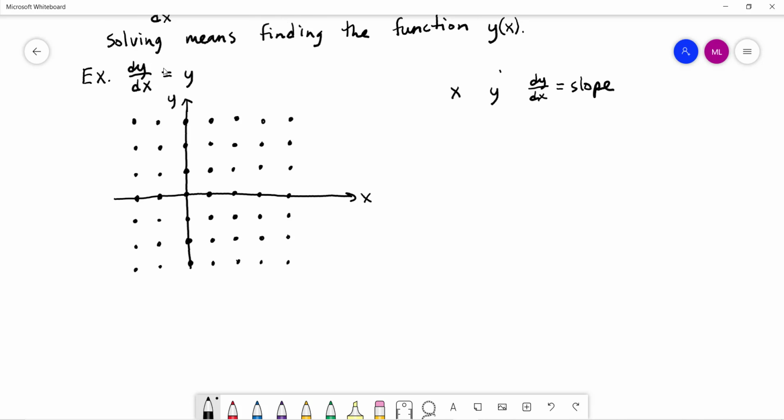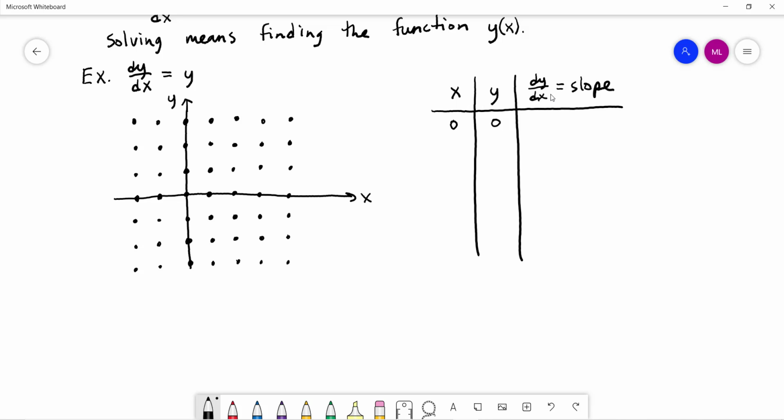And I'm going to make a table out of this. Oops. So here is my table of values that I want to plug in. So let's start at the origin, at the point (0, 0). What is the slope? So I come over here to the equation, and I notice that my dy/dx is simply equal to y. So the slope is just whatever the y value happens to be.